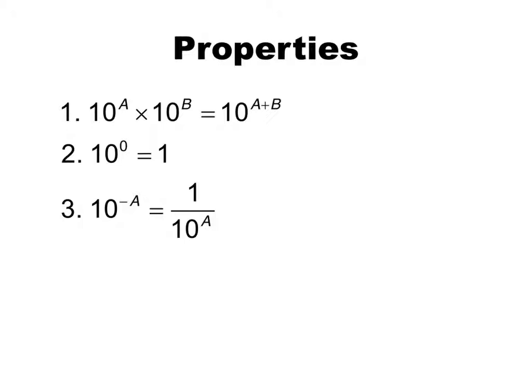The second property says 10 raised to the 0 power equals 1. It's a fairly simple property. And then the third says that 10 raised to a negative whole number is equal to 1 divided by 10 raised to the positive whole number.